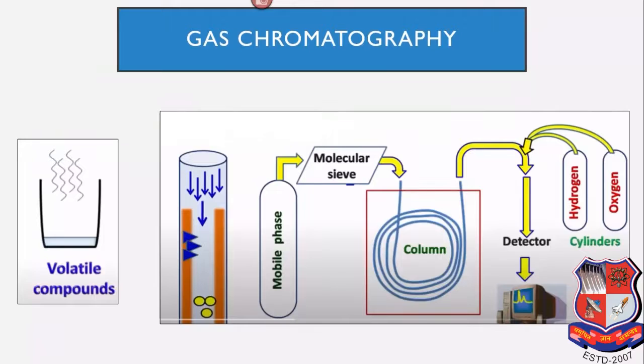Now we can see how much volatile compound is in this sample, which we have to find out by this gas chromatography method. First of all, you have to understand that it has some phases: mobile phase and stationary phase, and we can see some components over there, molecular sieve and column. So how does gas chromatography actually work?